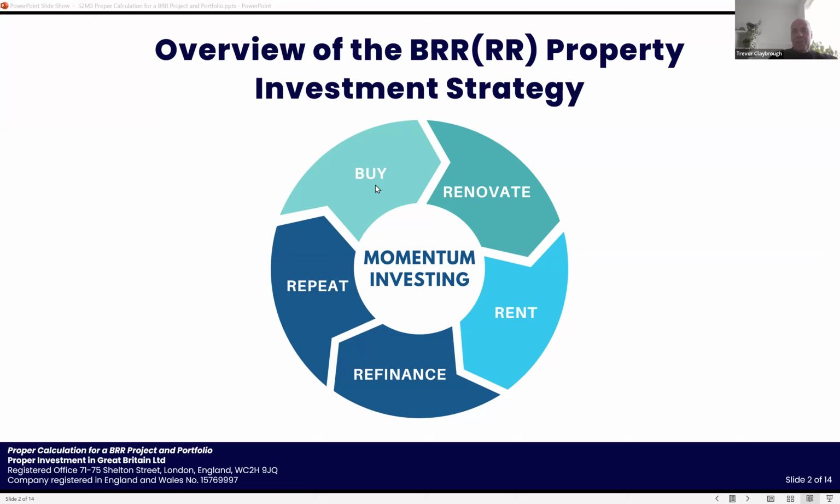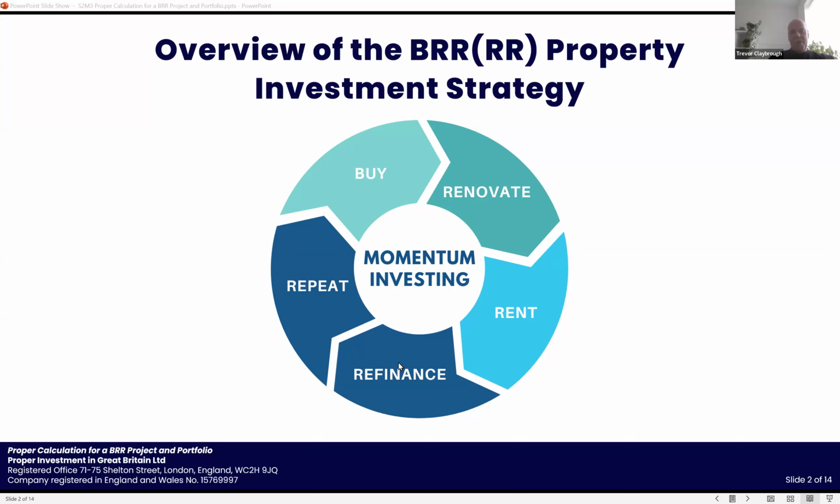So we're buying a property, and the aim is to buy a property below market value and a property where we can renovate and maybe convert. So we're adding more value than the actual cost of works. We're renovating, adding our value. We're renting it out to get the money in.